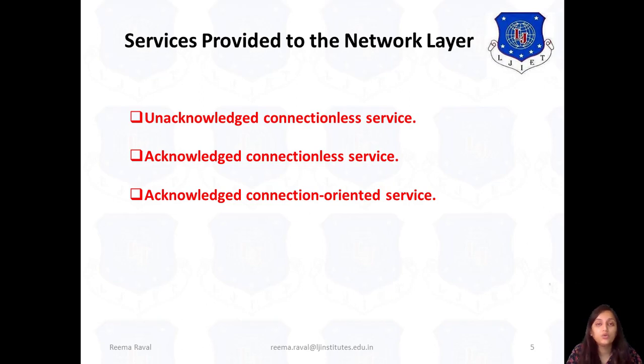Okay. The next one is a step up in terms of reliability. That means here no logical connection is still established, but each frame that is sent is acknowledged individually. That means whatever frames or data are sent, the sender gets back an acknowledgement signal. So this is called acknowledged connectionless service. Then the next one is acknowledged connection oriented service.